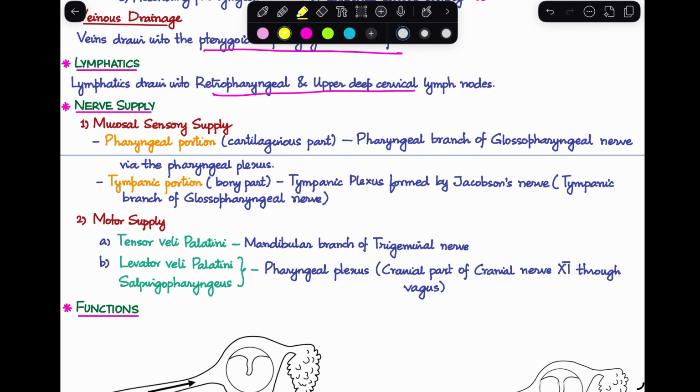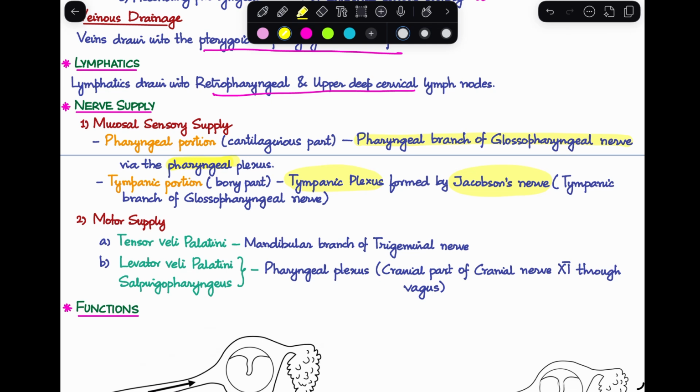So the pharyngeal portion, which is the cartilaginous part, is supplied by the pharyngeal branch of the glossopharyngeal nerve via the pharyngeal plexus, whereas the tympanic portion, which is the bony part, is supplied by the tympanic plexus. And if you remember your anatomy well, you'll remember that the tympanic plexus is formed by Jacobson's nerve, which is also known as the tympanic branch of the glossopharyngeal nerve.